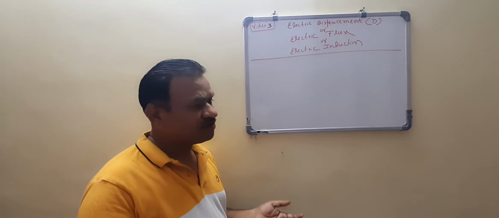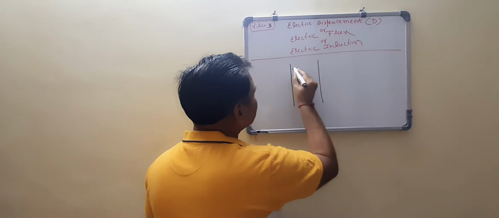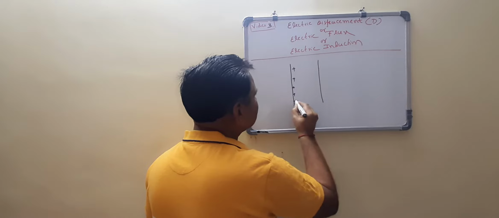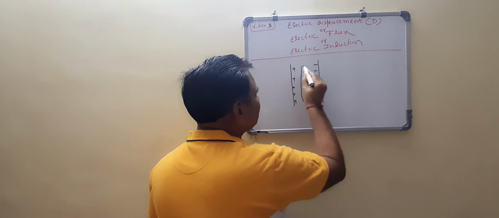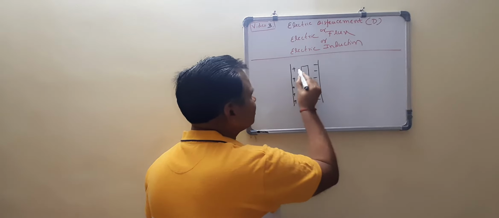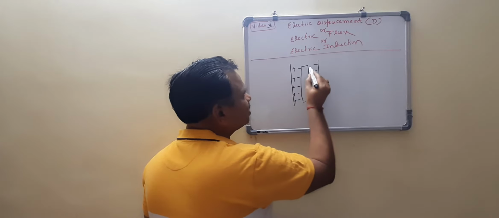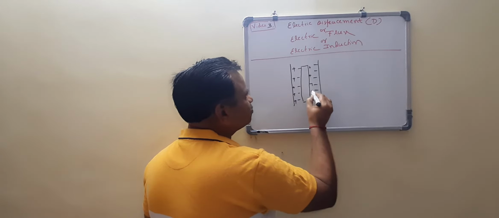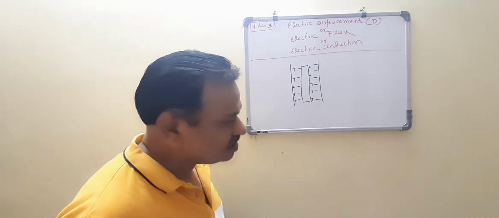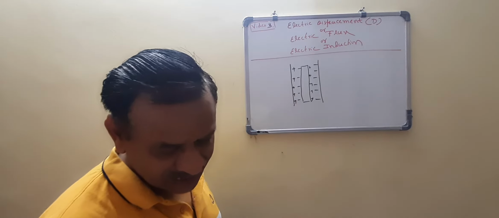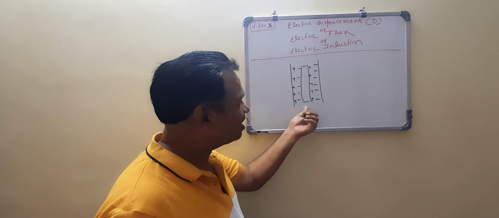The word induction, why they are using it: just now I told you one capacitor is there. This plate is positively charged and this plate is negatively charged. Now I place the dielectric material. By the phenomenon of induction, negative, negative, negative here, and positive, positive, positive here. This is induction. How much it is electrically charged is the response of the material.